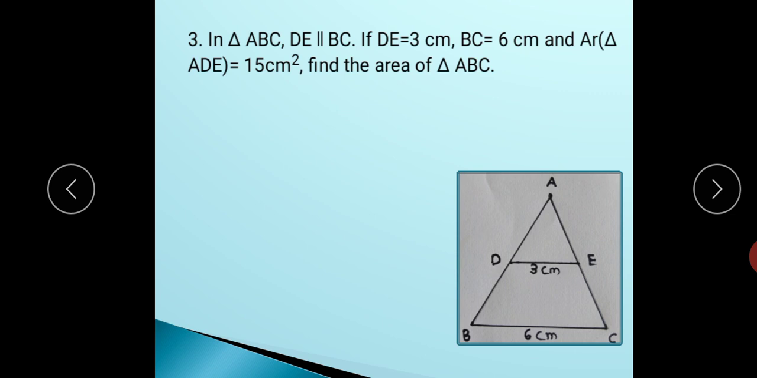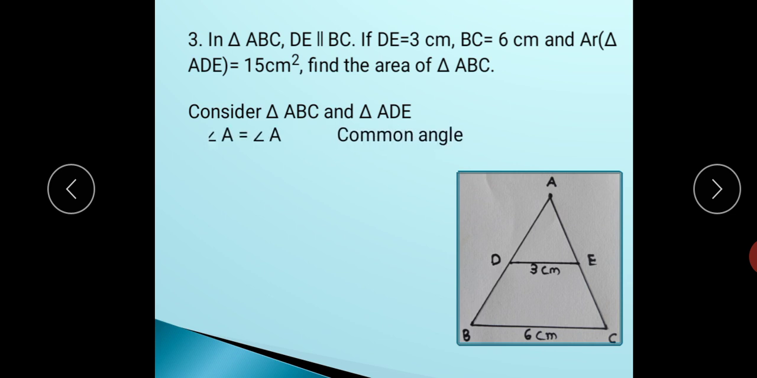And the two triangles are triangle ABC, the whole triangle, and the second is triangle ADE. We take these two triangles. The reason is we know the area of triangle ADE, and we are asked to find the area of triangle ABC. And if you look at the sides which are given, they are the corresponding sides of the two triangles.